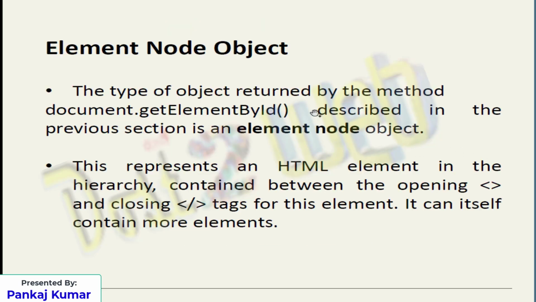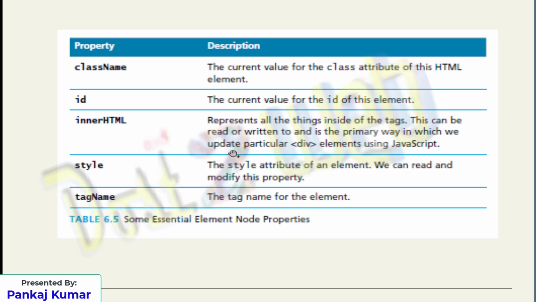Then element node object. The type of object what you are going to return. That means we have just now used the method that is document.getElementById. As we have seen just now, right? So that is the element node. This will represent an HTML element in the hierarchy, and it will contain your opening tag and the closing tag, and it can itself contain more elements also. It depends on your requirement, how you want to define, how you want to access the element by ID.